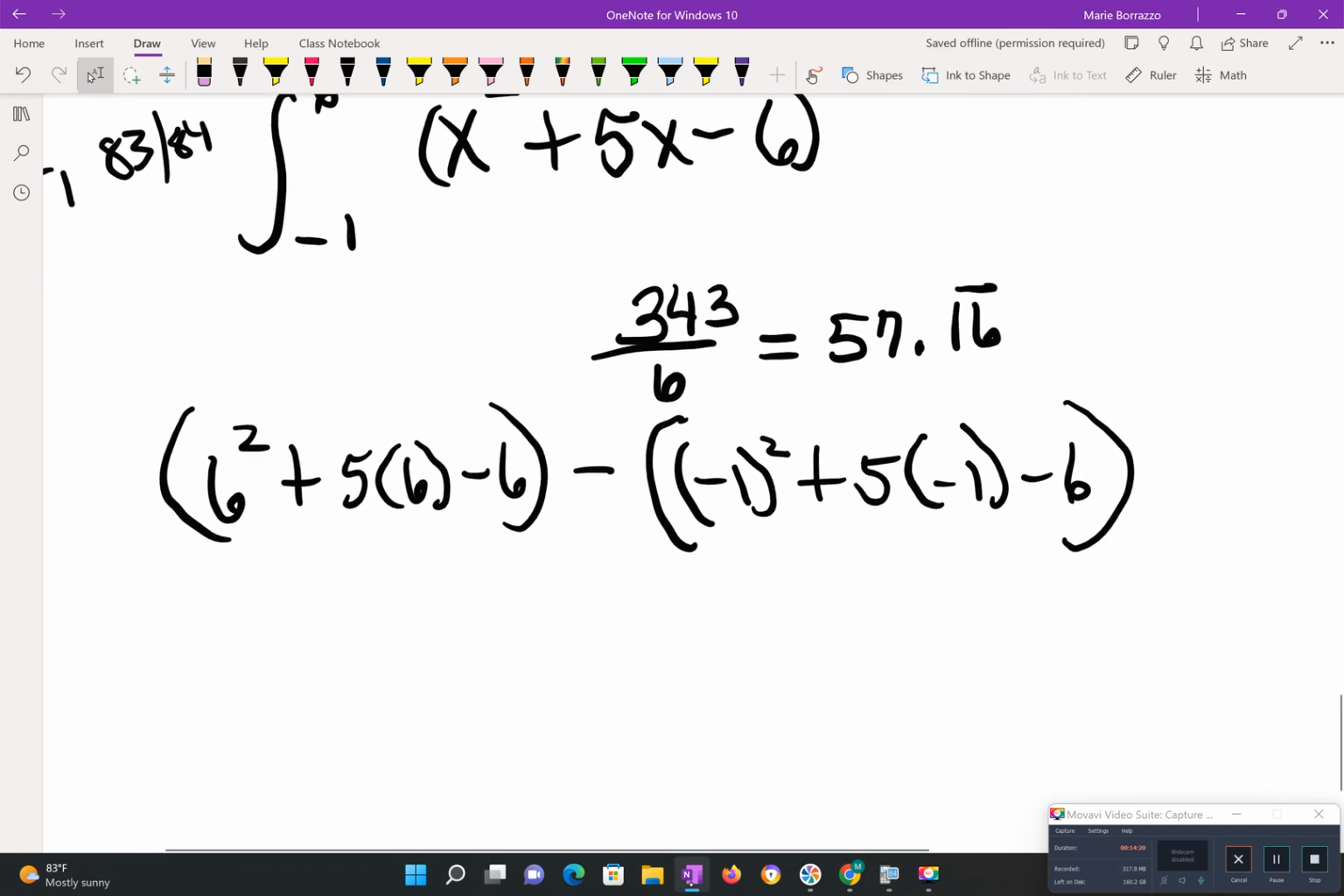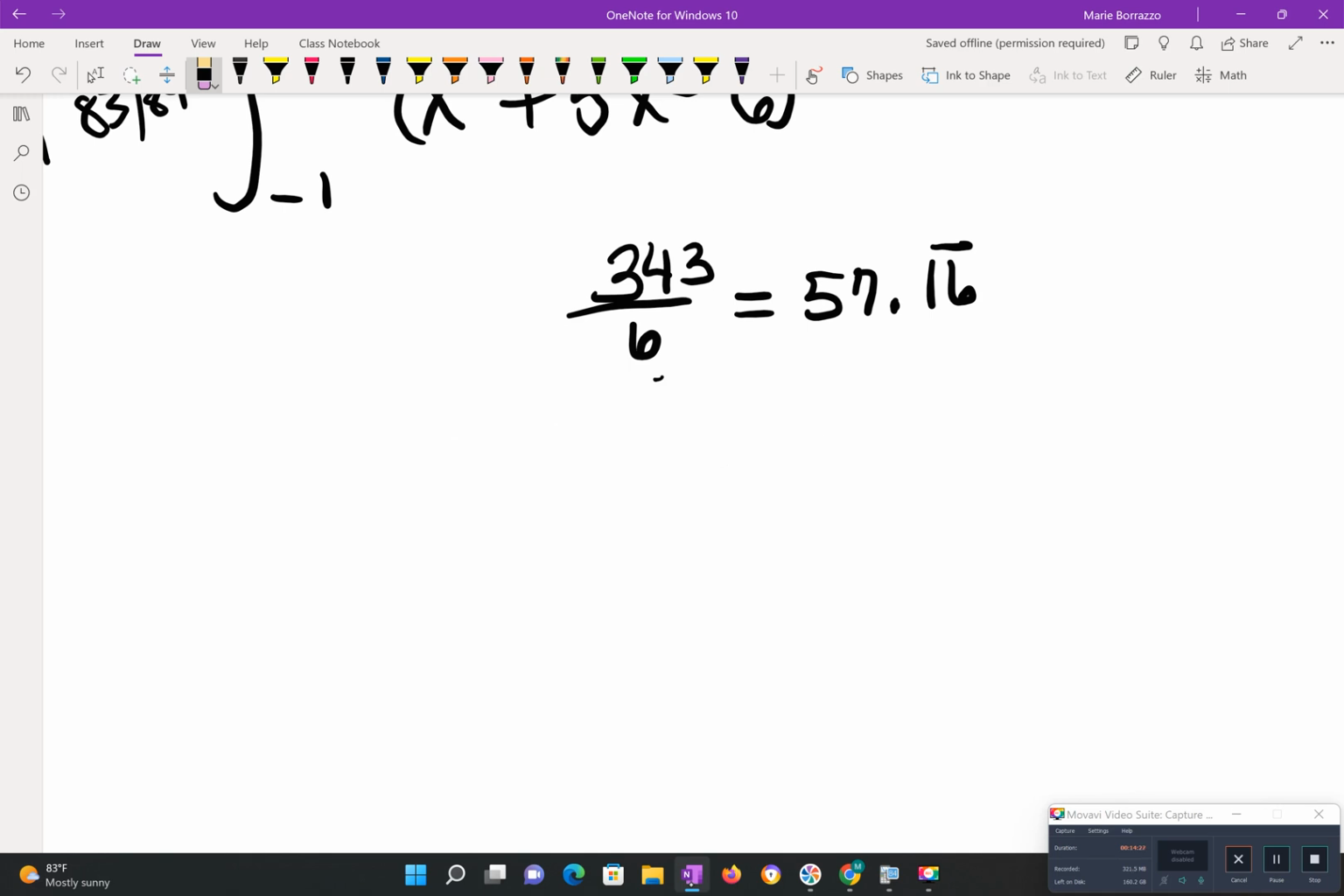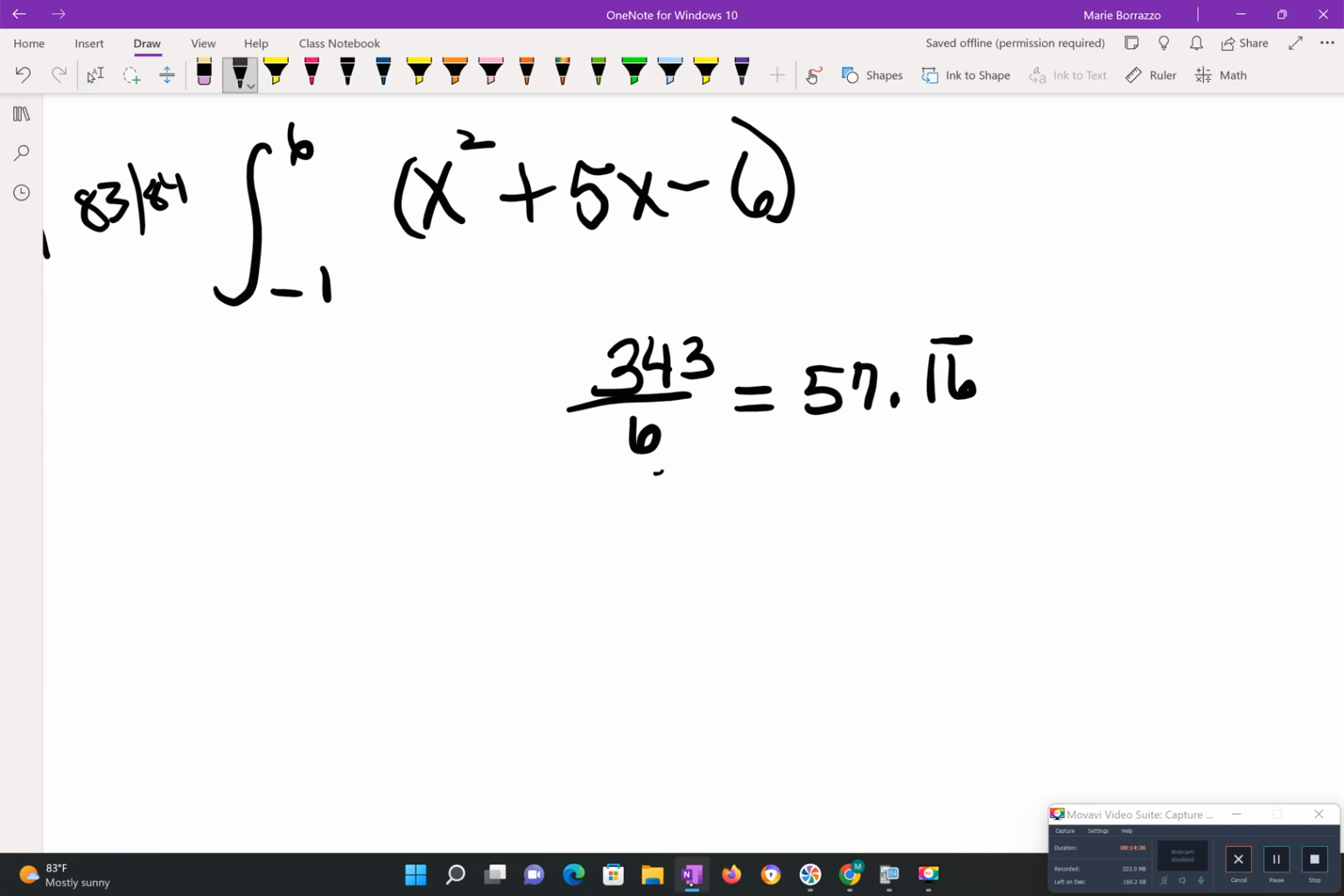But I apologize for this. One second, I'm having a brain fart. You actually need to take the antiderivative. I'm thinking of something else. So let's find the antiderivative.